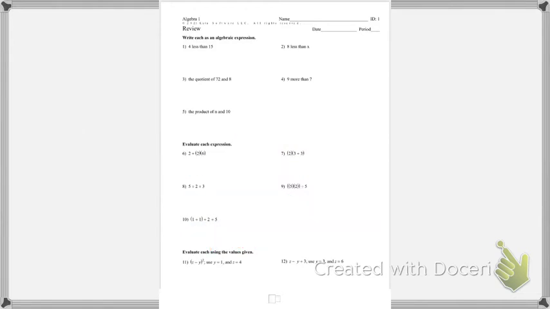All right, next on numbers 11 through 15, you are plugging in values and solving. So, first on number 11, we are plugging in the number 4 for z and the number 1 for y. So it's going to look like this.